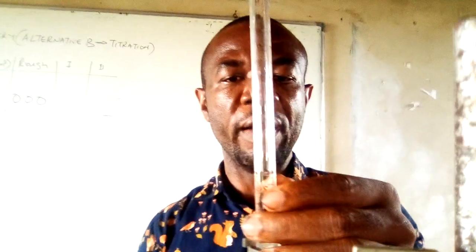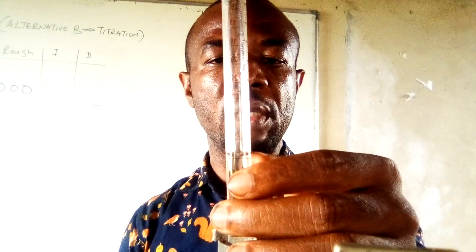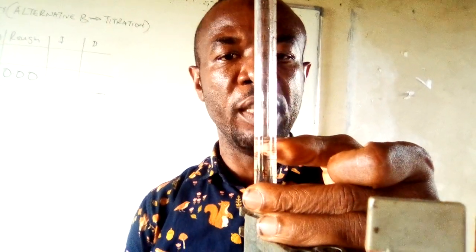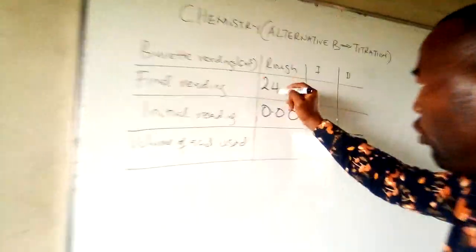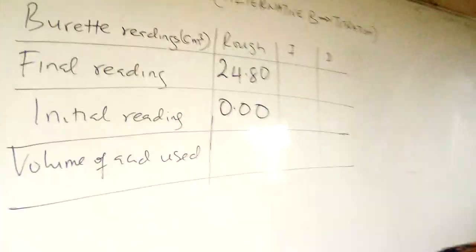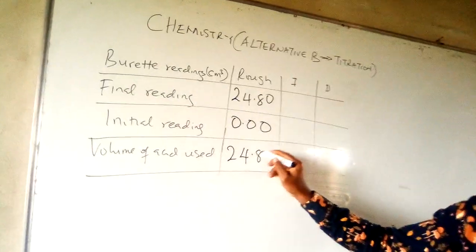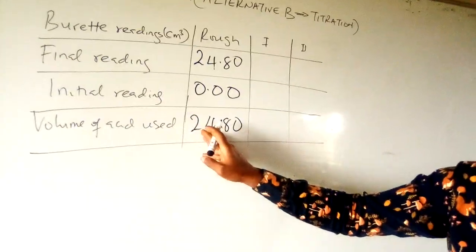We take the reading on the burette. The reading here is around 24.8 cm cube. That becomes the final reading of the rough, 24.80. So we now subtract, and we have 24.80 as the volume of acid used. Having done that, we go back to the burette and fill it with more of E.